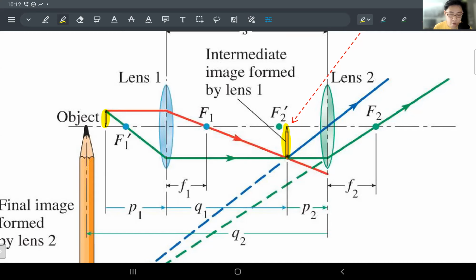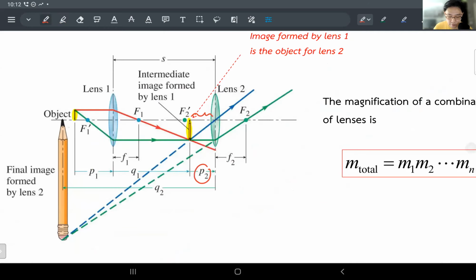So over here, what you will be able to do is take the image from lens 1 and treat it as an object for lens number 2. So you will have the distance away from lens number 2, and then you use this for your calculation in step 2. And eventually you're going to arrive at your final image. That's it, you're done.